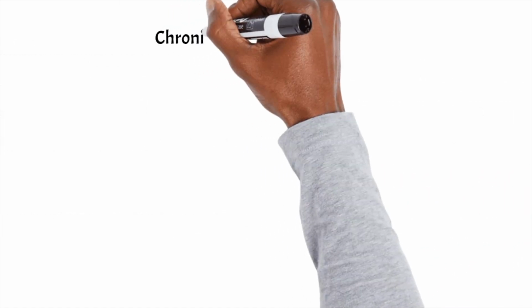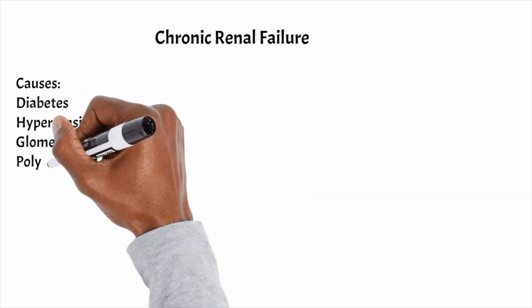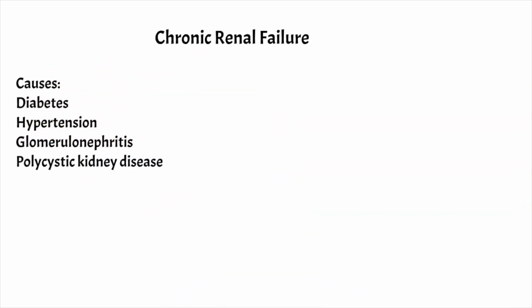In regard to chronic renal failure, as previously mentioned, it occurs over a period of months to years. Causes include diabetes, hypertension, glomerulonephritis, and polycystic kidney disease. Symptoms of chronic renal failure may only come on gradually or not appear at all until the condition is advanced.